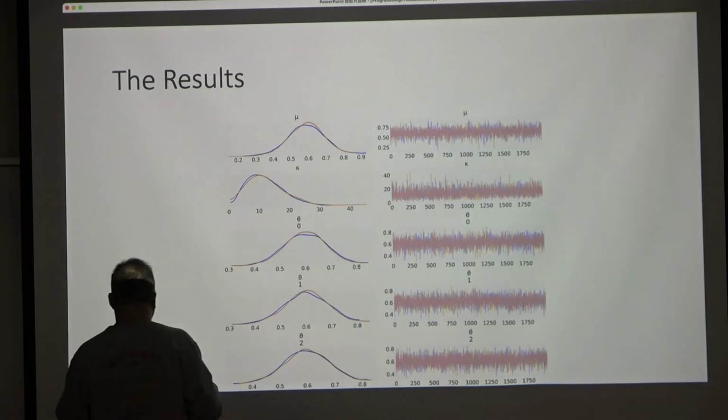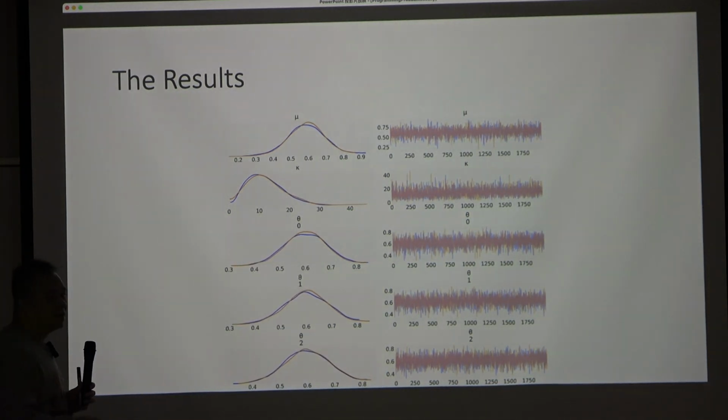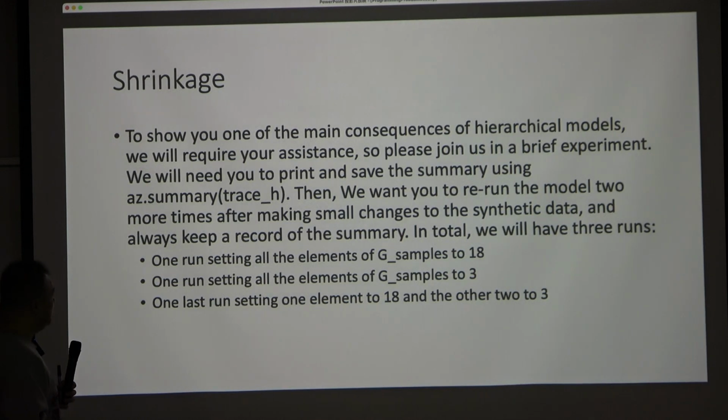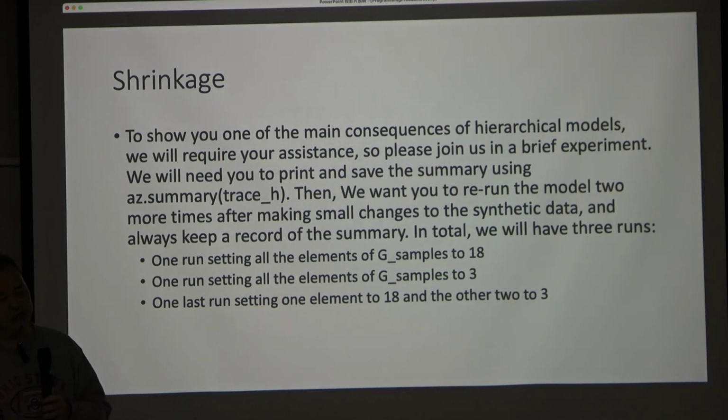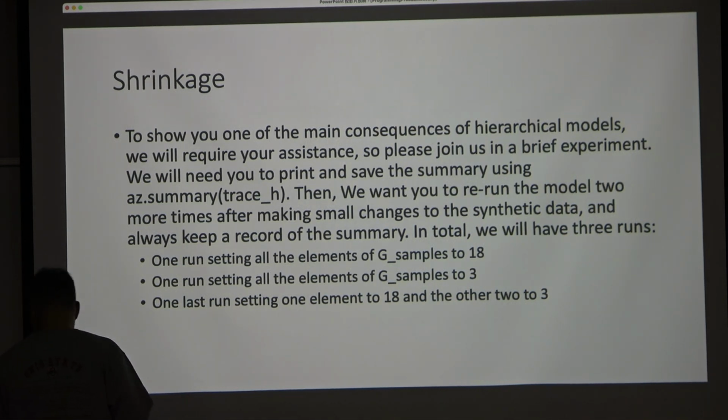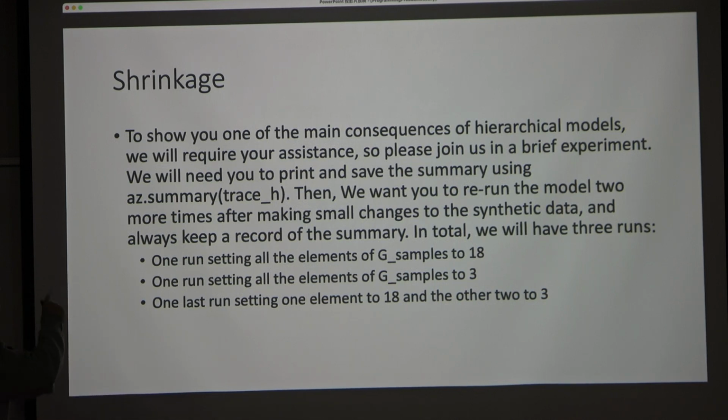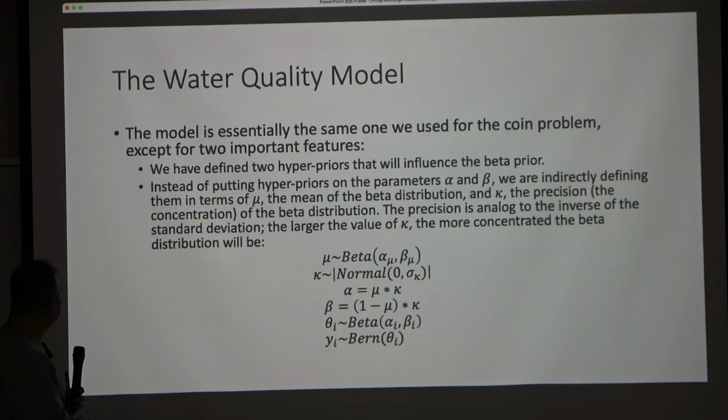So nothing is surprising so far, even though we use the hierarchical model. But next we want to show you something interesting. If you have a computer, you can try to run the code with PyMC3 yourself, and adjust the good sample number for each group. The first suggestion is to set all the elements of G sample to 18. The second is to set all the elements of G sample to 3. So the previous one is where is it?